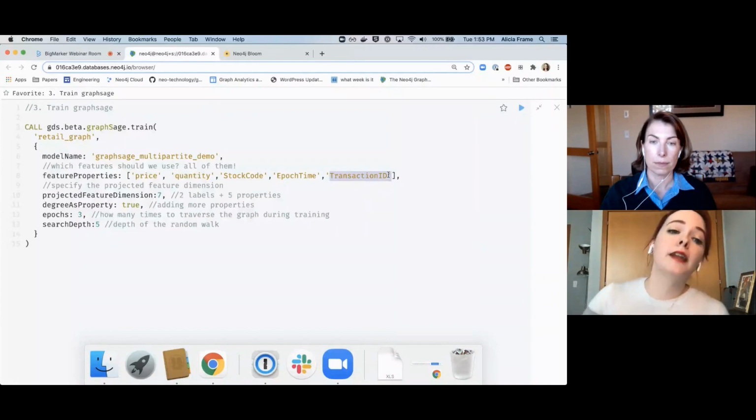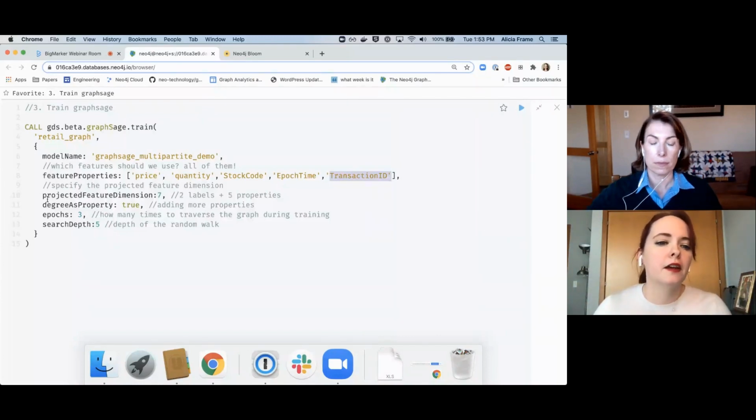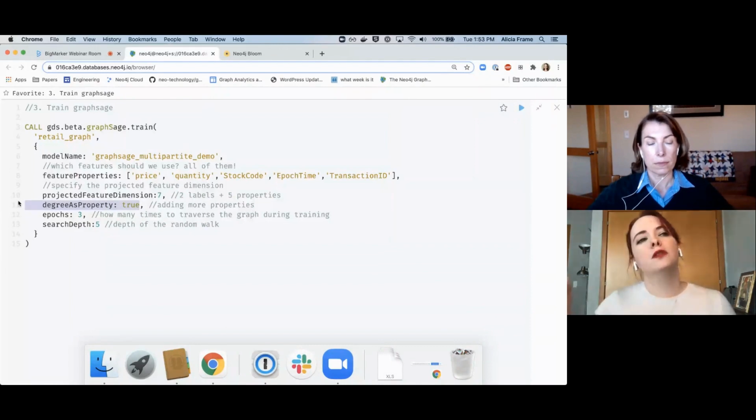And what's smart here is it actually knows that I've loaded 2 different types of nodes, right? I have items and transactions. And what it's going to do is it's basically going to one-hot encode the node labels, and then it's going to pad the feature vectors that represent those properties. So I need to tell it that I have a projected feature dimension of 7. And this is something you would probably tune in the real world. But the way you start here is I basically say, well, I've got 2 labels, I've got 5 properties. Let's go with a projected feature dimension of 7. I'm going to tell it I want to use degree as property. So this is basically saying also use the number of edges every node has to predict my embedding.